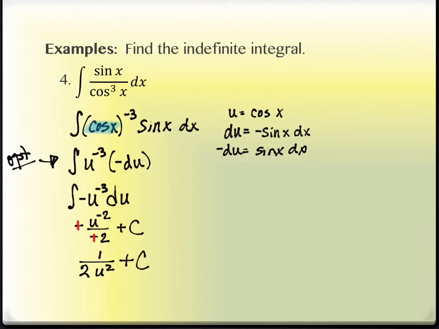And what is u? Cosine of x, so this is 1 over 2. You can either write it as cosine of x squared like that, that's fine. Or you can write it cosine squared of x like that. Your favorite. You get to go with it. Okay, any questions?